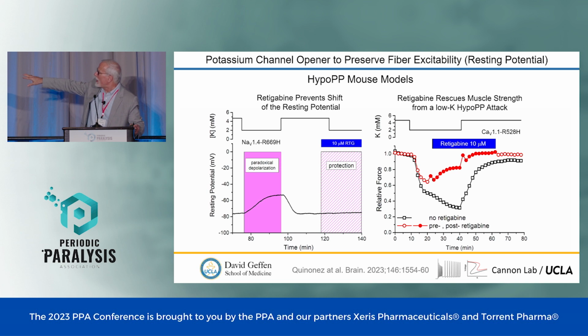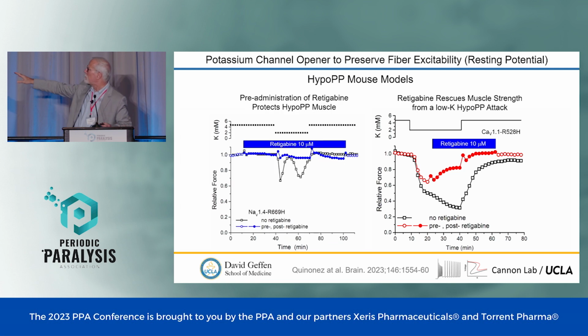Now, the one in red, these are two traces from the two different muscles of the same mouse. Everything's the same, but then for the symbols in red, we add retigabine to the dish, and the force comes back. The important thing is not only can opening these potassium channels with retigabine help stabilize the resting potential, they can rescue the situation if an attack has already started. So this has potential, therefore, to be used as a rescue therapy, an abortive therapy, after the attack has already started.